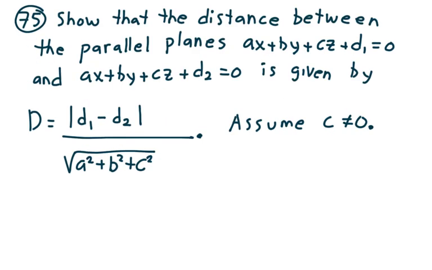Let's take a look at 75. That's a really interesting question. Now, it says to show that the distance between the parallel planes ax plus by plus cz plus d sub 1 equals 0 and ax plus by plus cz plus d sub 2 equals 0 is given by the following formula. Capital D is the absolute value of d sub 1 minus d sub 2, all divided by the square root of a squared plus b squared plus c squared.